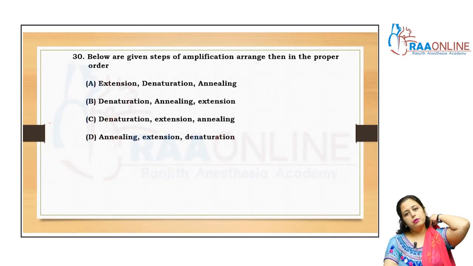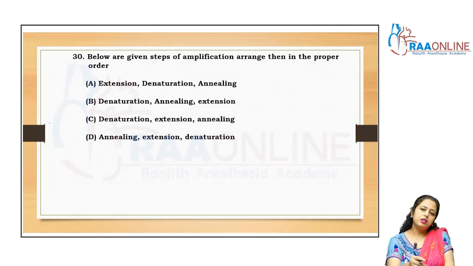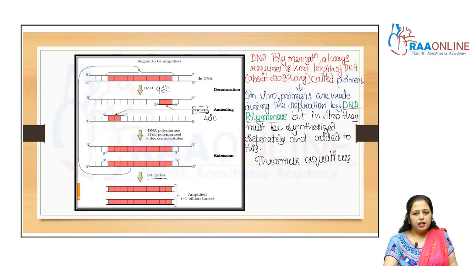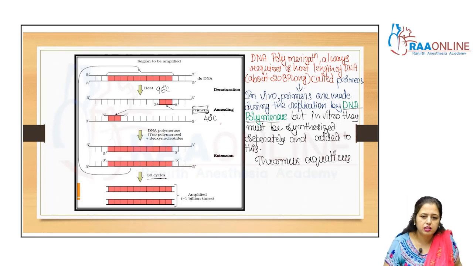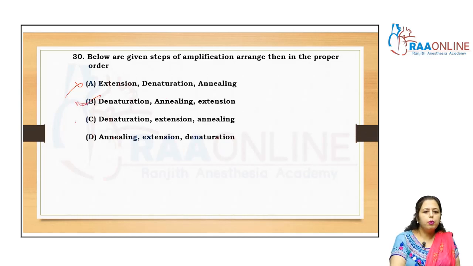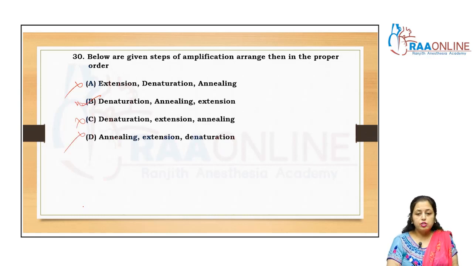Come to the next. Below are given steps of the amplification arranged in the proper order. We already studied that first is the denaturation, second is the annealing, and third is the extension. So the sequence is D, A, E, that is denaturation, annealing and extension, after that the DNA is amplified. So the answer is this option. Clear?